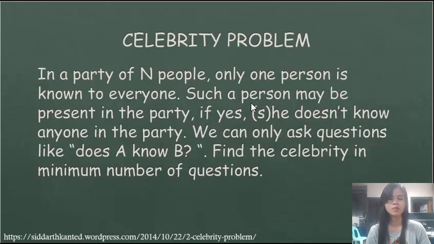So it's the celebrity problem. What is the celebrity problem? In a party of n people, only one person is known to everyone. Such a person may be present in the party. If yes, she or he doesn't know anyone in the party. We can only ask questions like, does A know B? Find the celebrity in a minimum number of questions.